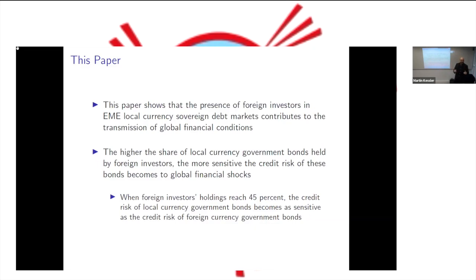This is not necessarily something unexpected, but the way I'm going to show it empirically is that this is the case. Another very interesting point is that the higher this presence and the higher the share held by these foreign investors, the closer the sensitivity of the credit risk associated with local currency government bonds gets to the sensitivity of the credit risk associated with foreign currency bonds, to the point that at 45% participation of investors, that sensitivity is statistically the same. I will come back to this with the results and then we can discuss a little bit more.